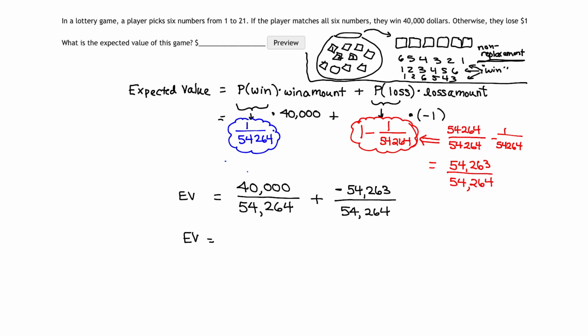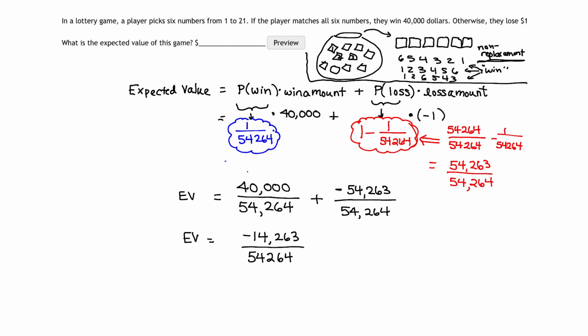So I'll take 40,000 plus a negative 54,263, or if you like, minus 54,263. So that's going to give us negative 14,263 in the numerator, 54,264 in the denominator. We would say that this here is the expected value of this game.